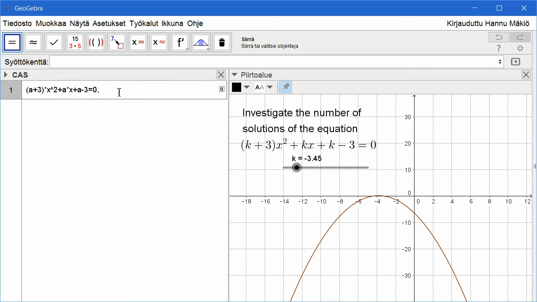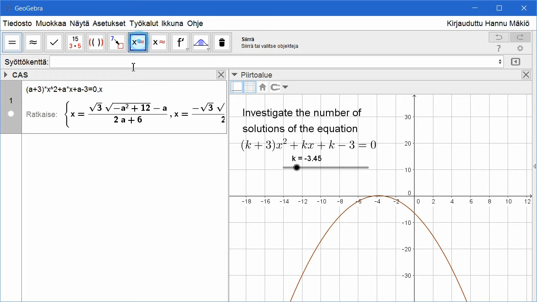So I solve this equation for x, and what do I get? It looks like two solutions, but then I have to remember that if the expression under the square root is 0, then there will be only one solution. If it's negative, then there are no solutions at all, and if this minus a squared plus 12 is positive, there will be 2 solutions.